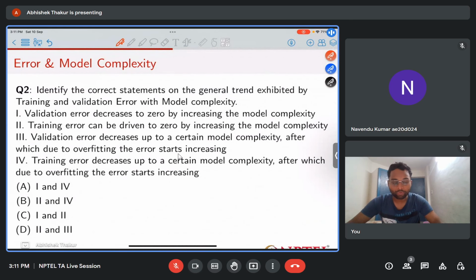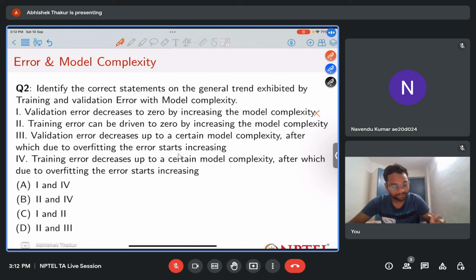The next question is based on error and model complexity. There are four statements given and we have to find which statements are true. Identify the correct statements on the general trend exhibited by training and validation error with model complexity. The first option is that validation error decreases to zero by increasing the model complexity. This is wrong because when we increase the model complexity, validation error does not decrease to zero. Only the training error decreases to zero. Validation error may increase when we increase the complexity of the model.